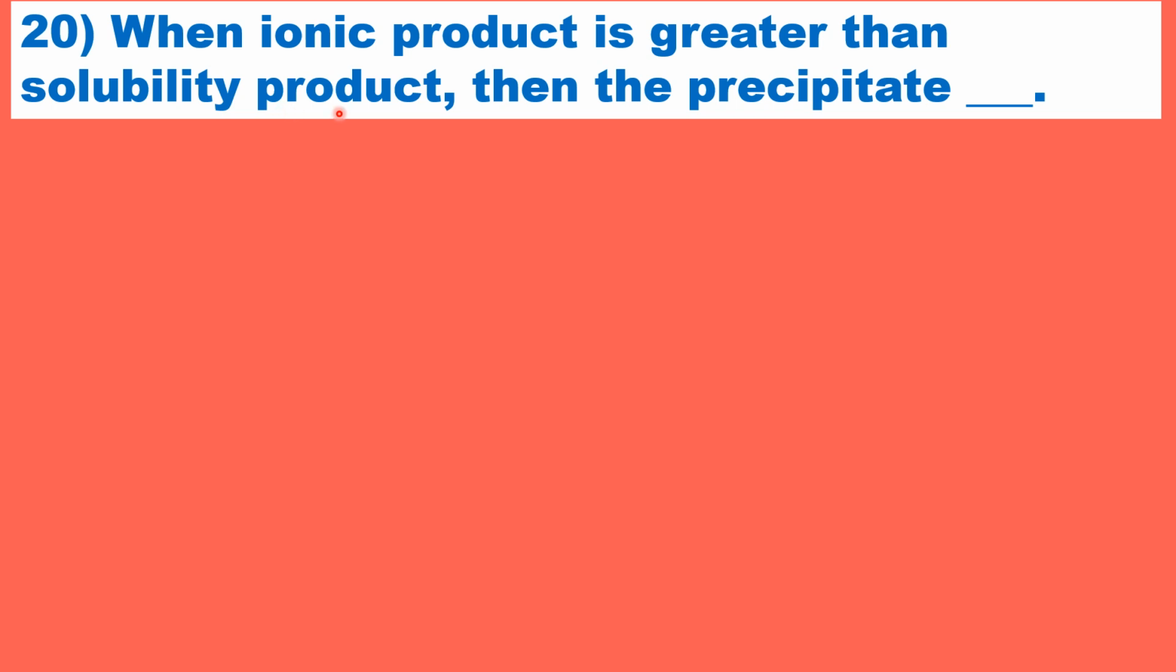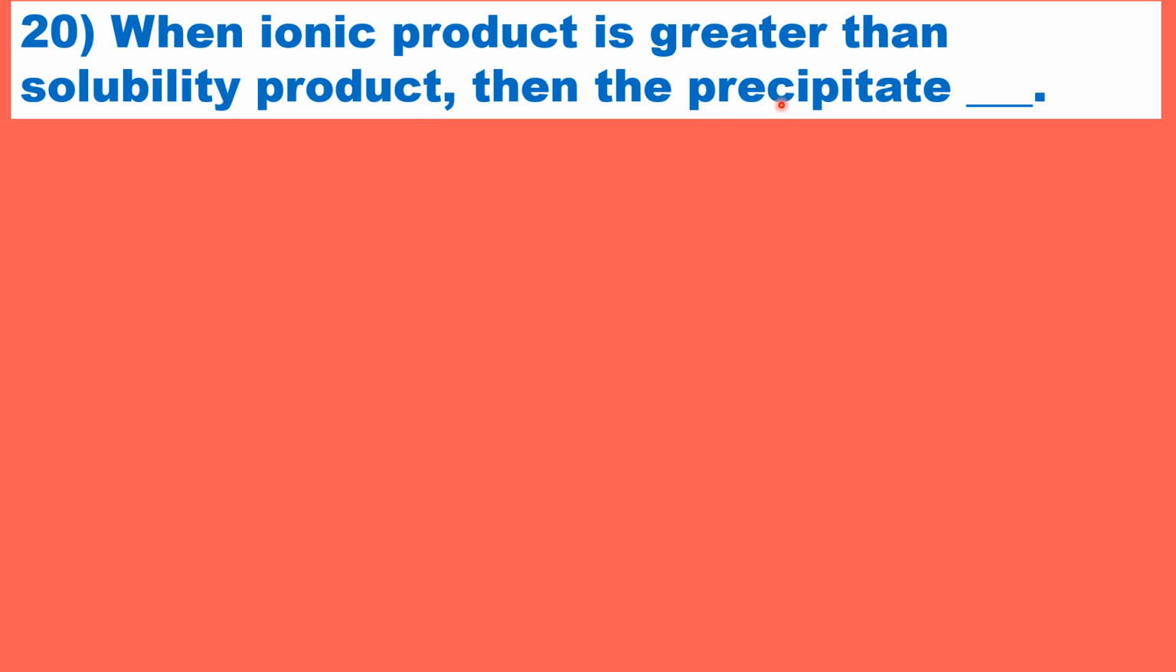Let us see another important question. When ionic product is greater than solubility product, then the precipitate dash. Ionic product is greater than solubility product. That means Q value, as in the previous problem I have solved. Please see reaction quotient. Ionic product is nothing but Q. Solubility product is nothing but K value, the equilibrium constant. This is Q, and Q is greater than K.